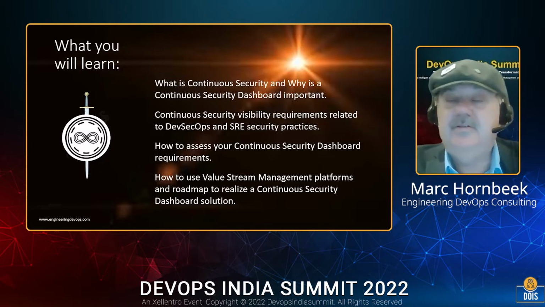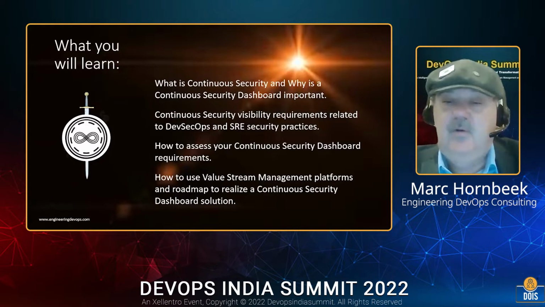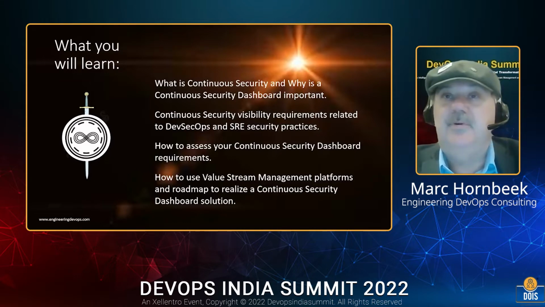Enterprises are increasingly concerned with security. There's a need for clear visibility over security threats, preventative measures to reduce vulnerabilities, and reduce chances for exploits of software deliveries, deployments, and also in production operations. So in the talk, I'll explain what continuous security is, why an enterprise continuous security dashboard is important, some visibility challenges, how to architect a solution, how to assess your dashboard requirements, and how to use value stream management platforms to realize a continuous security dashboard solution.